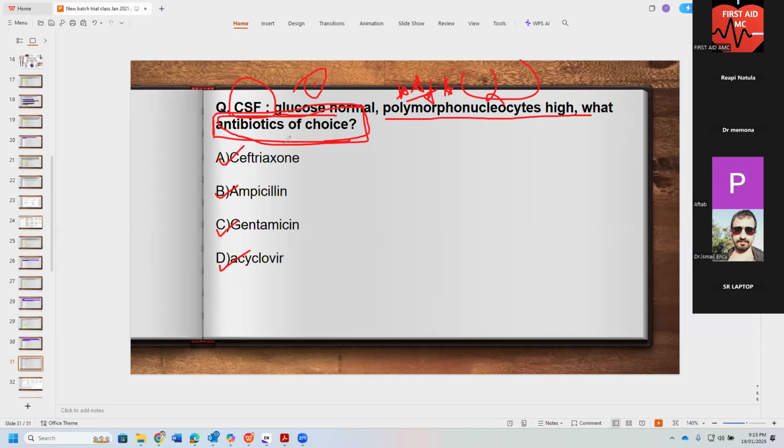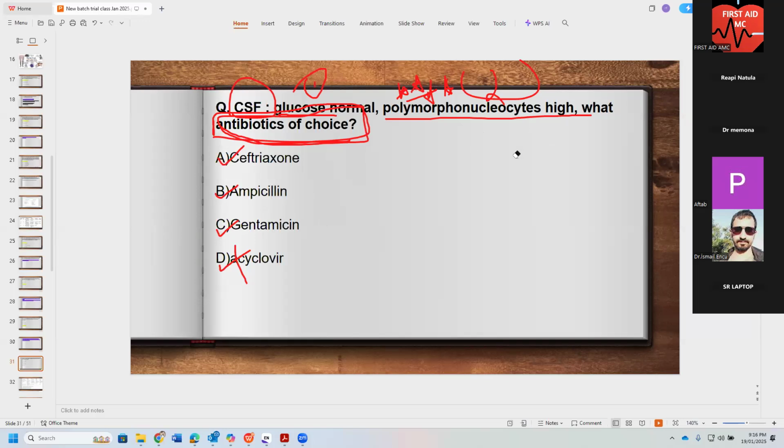Why are you going towards antiviral? If they are asking you antibiotic of choice, don't even think about antiviral. Look at the question, what antibiotic of choice? So option D is gone. So what do we use in meningitis? Empirical antibiotic is ceftriaxone. Very good.